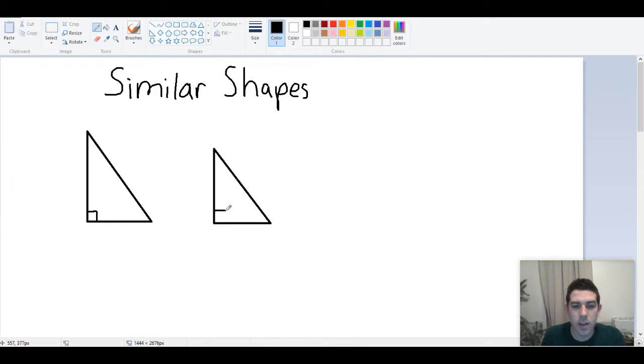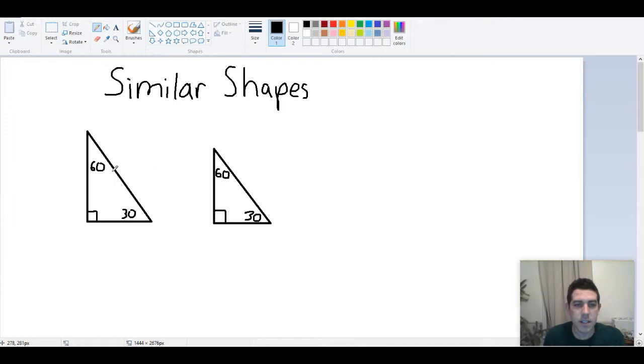So if you look at these two triangles, they look the same, but they're not similar until they're proven to be similar. And we prove them to be similar when they have the exact same angles. So say they each have a 90-degree angle here, and maybe a 60 up here, and then a 30 down here. So these two triangles have the exact same shape, the exact same angles. One is just slightly larger, so we'll call them similar shapes.